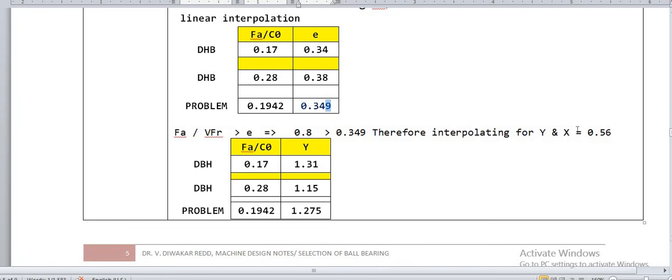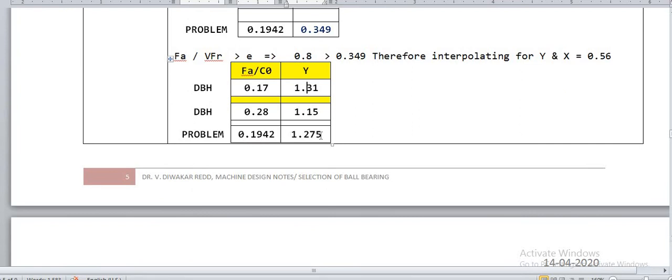So the X value is already fixed, it is 0.56 from the data, only Y has to be calculated. So for the value of 0.1942, we have to calculate the value of Y. Therefore, for 0.1942 the Y value is equal to 1.275. So this is the Y value.